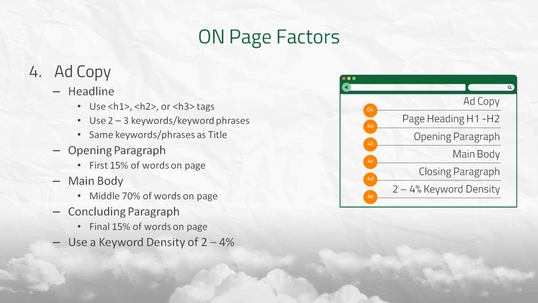You want to make sure that you have a keyword density of 2 to 4%. That's just making sure that the keywords you decided to put in your title tag are found in your ad copy 2 to 4% of the time. So if you had 1,000 words of content on a page, that means your keyword phrase would need to be found in the ad copy about 20 to 40 times.